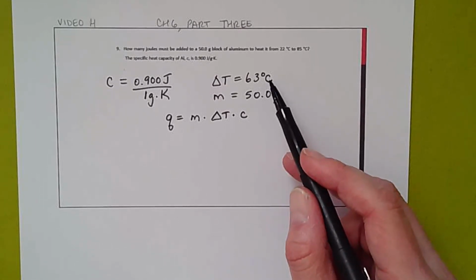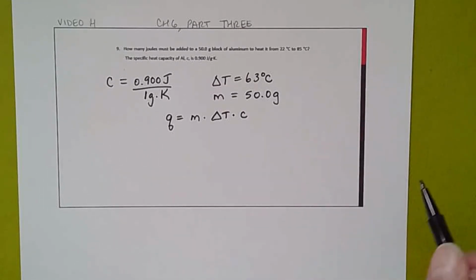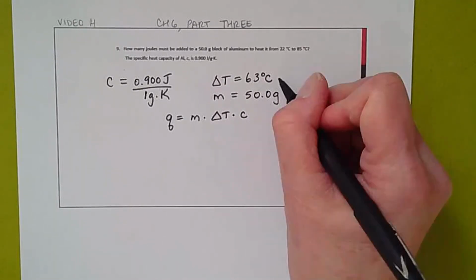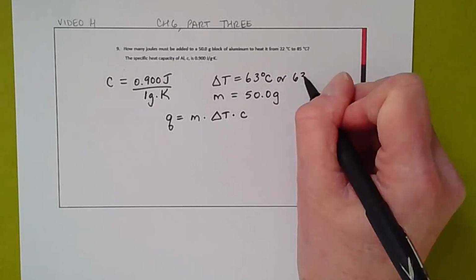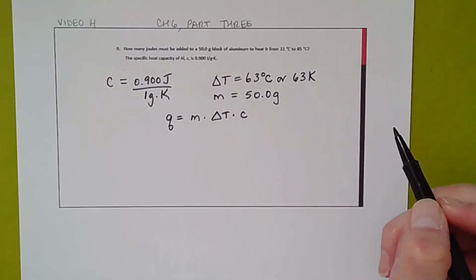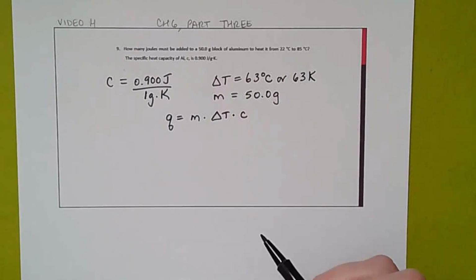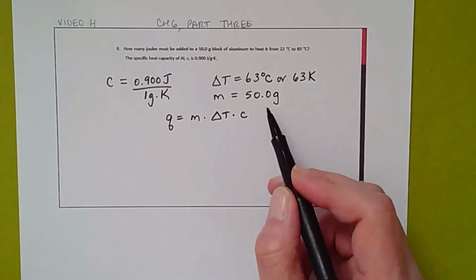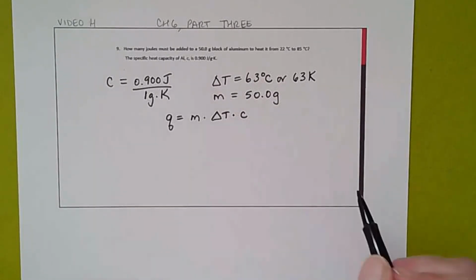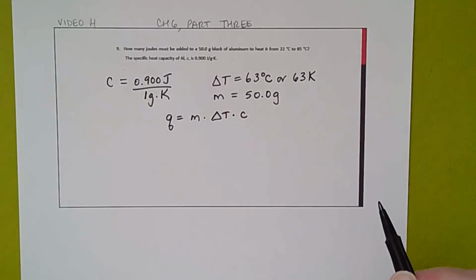Now, if you recall, because we are dealing with a delta T, and because the size of Celsius and Kelvin degrees are the same, you can actually cancel Celsius and Kelvin here. Or you can rewrite this as 63 Kelvin, because if you were to go up here and change these to kelvins and then subtract them, you would get 63. Okay, and then the mass here is going to be 50 grams, and that's going to cancel the grams in the denominator of C. And we're going to end up with Q having units of joules, which is what we want.